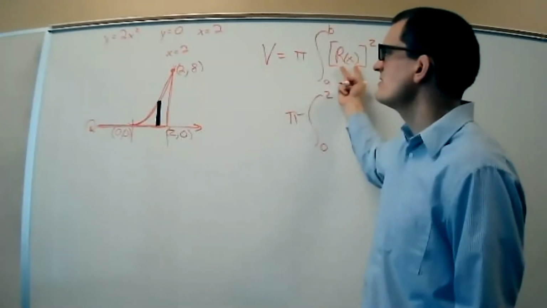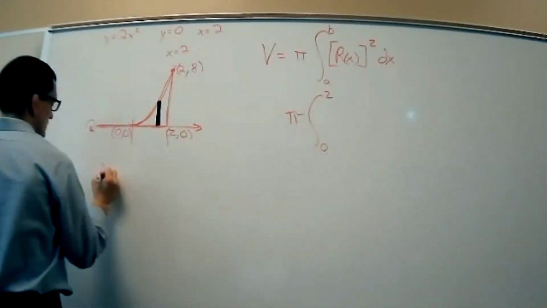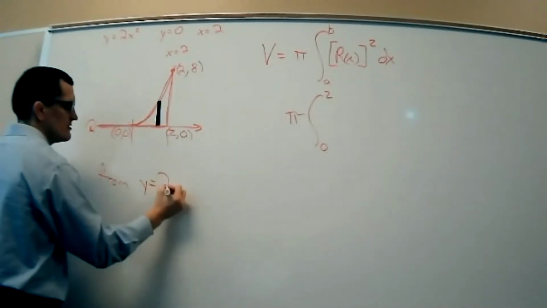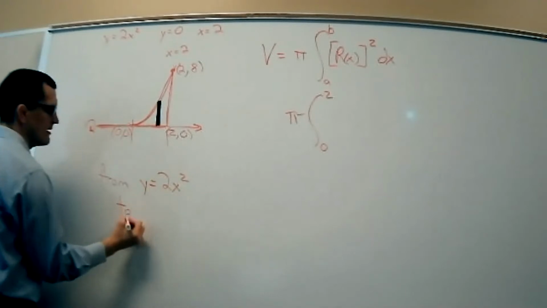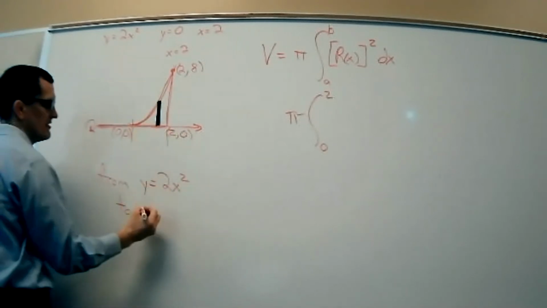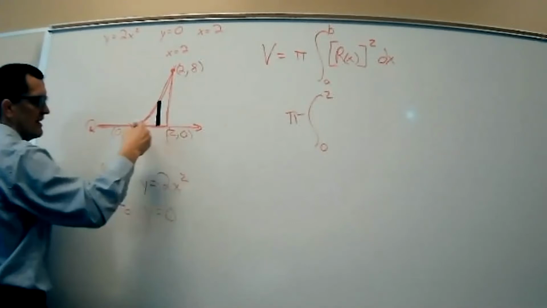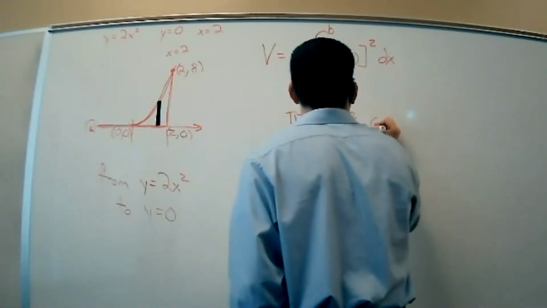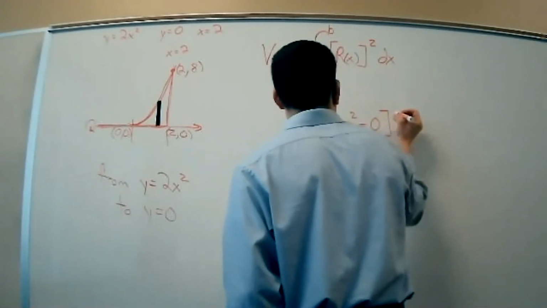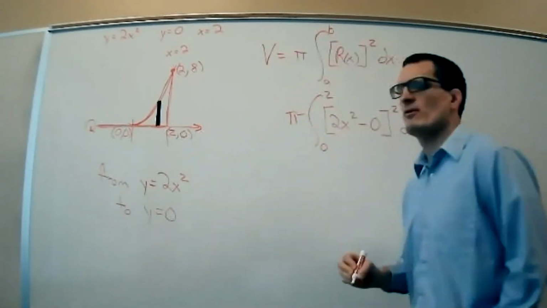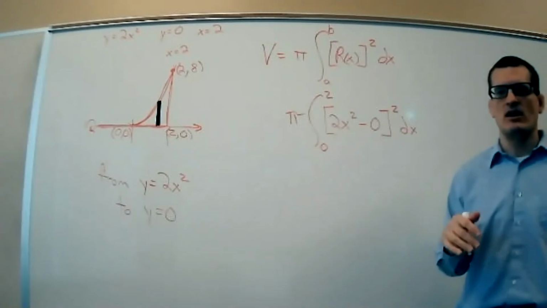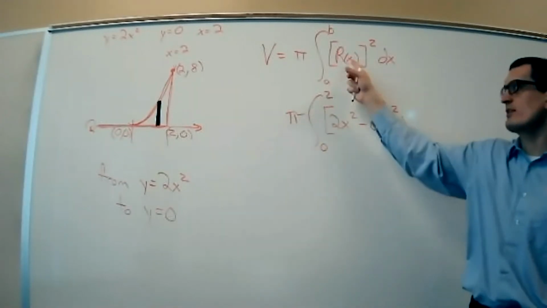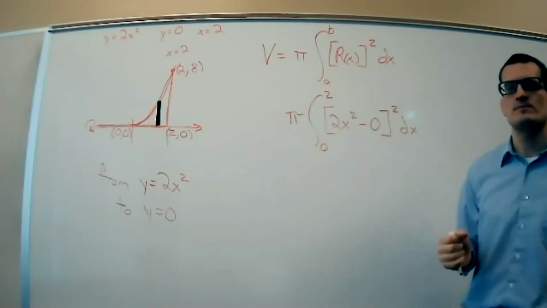And then the radius goes from the top of the rectangle, which is y equals 2x squared, down to the bottom of the rectangle, which is y equals 0, again the x-axis. So 2x squared minus 0. Make sure you square that whole radius. By the way, that's one of the more common things that I'll see on the test. People will accidentally forget to square the radius. They'll be so caught up in figuring out what the radius is, they'll forget to square. Okay?